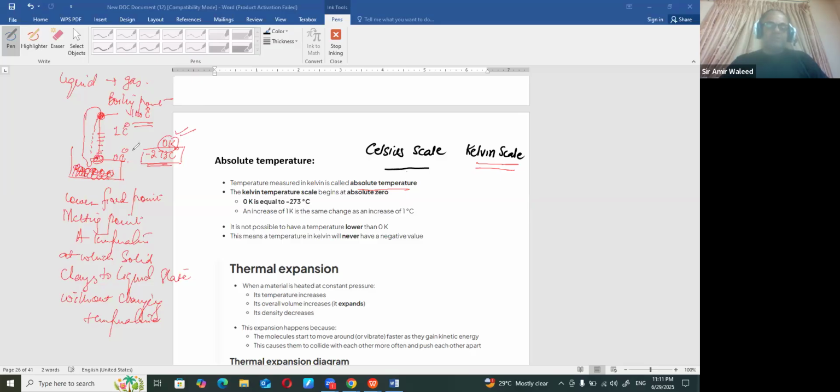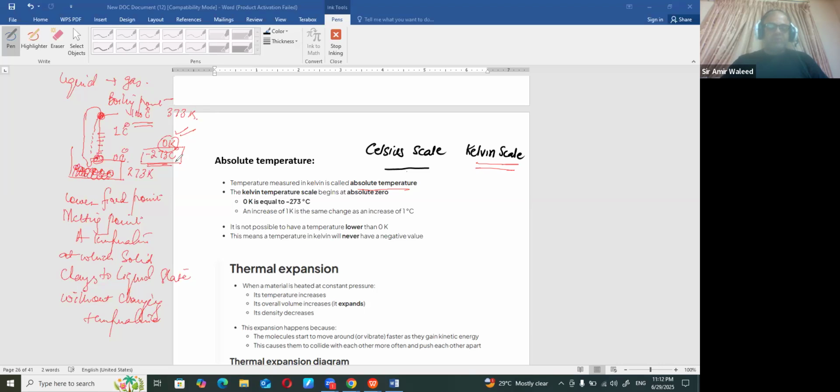So the scale which started its zero from that minus 273 is called absolute temperature. Now, for simple melting point, the water has a melting point of 273 K, and the boiling point is 373 K. So this is the temperature scale.